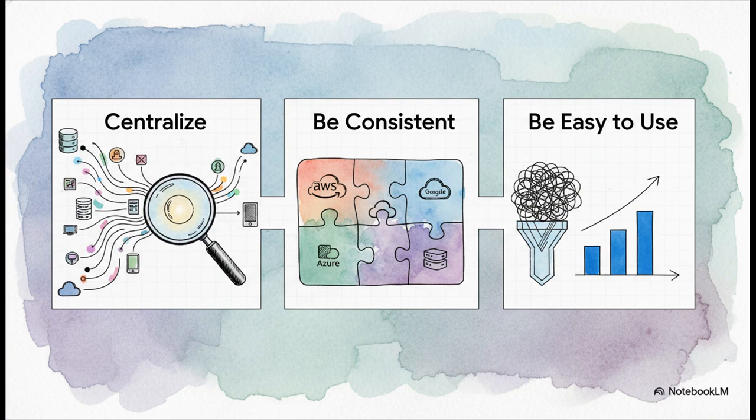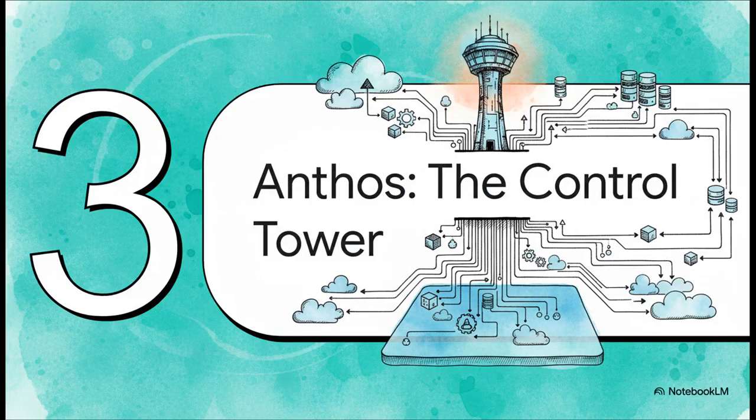First, centralization, a single user interface for everything. I don't care where it's running. Second, consistency, the same language, the same view, whether you're looking at something on AWS or in your own basement. And finally, it's got to be easy to use. It has to take all that complicated data and boil it down into something you can actually understand and act on. And that right there is where Google's solution, Anthos, comes into the picture.